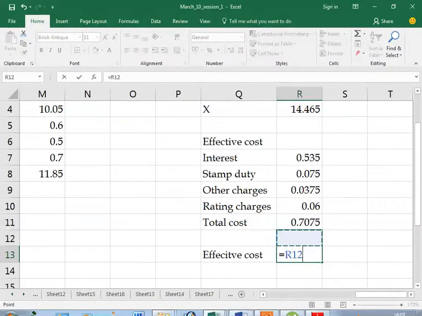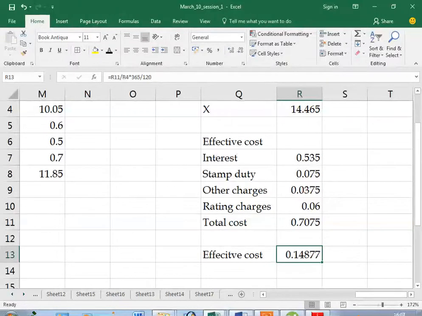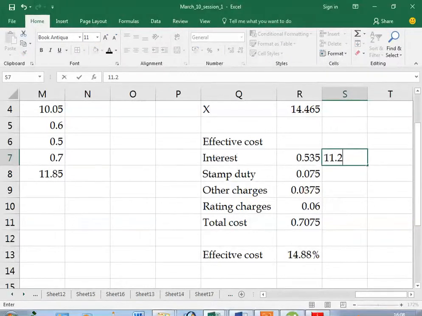this divided by 14.465, into 365 days by 120 days. Clear? Any doubts on this? The same answer I could have got, an approximate closer answer, by another method. Interest is 11.25. Okay. Stamp duty is how much?